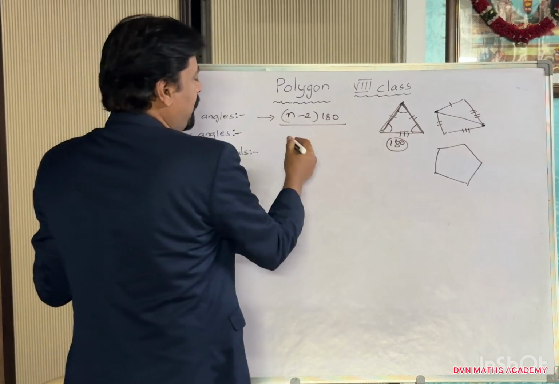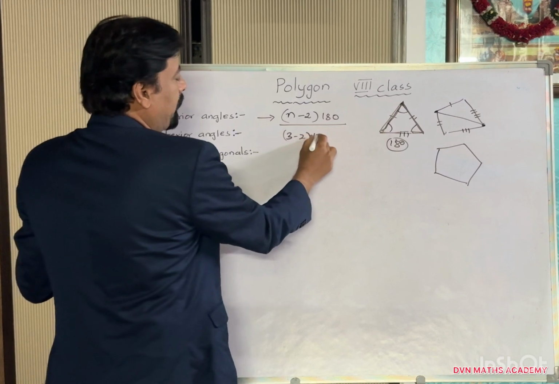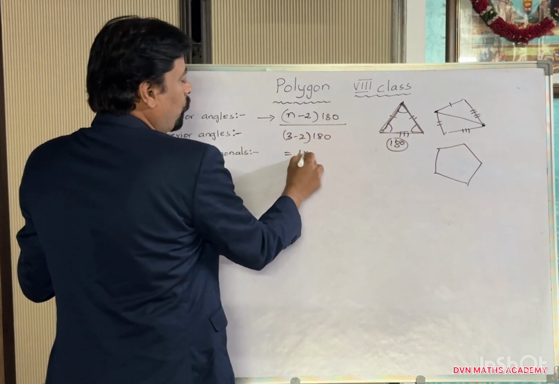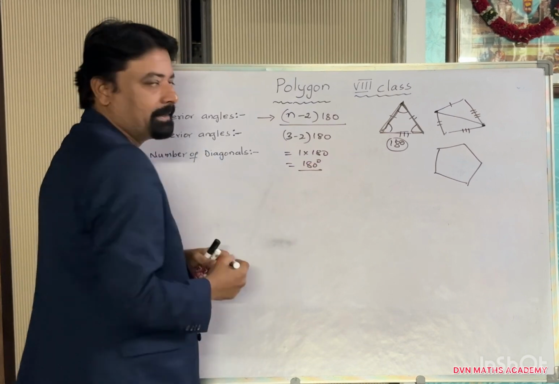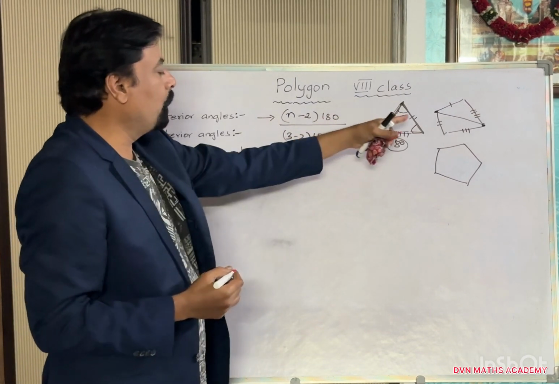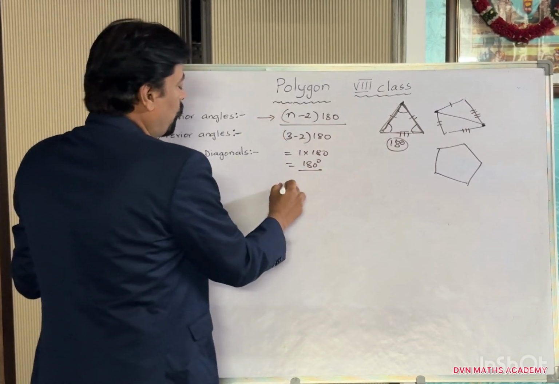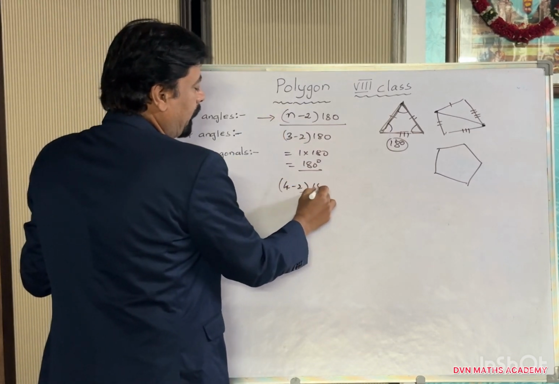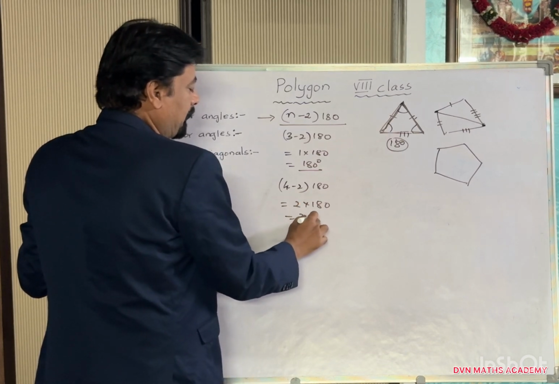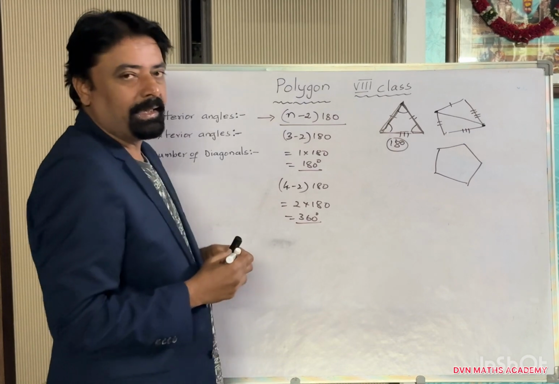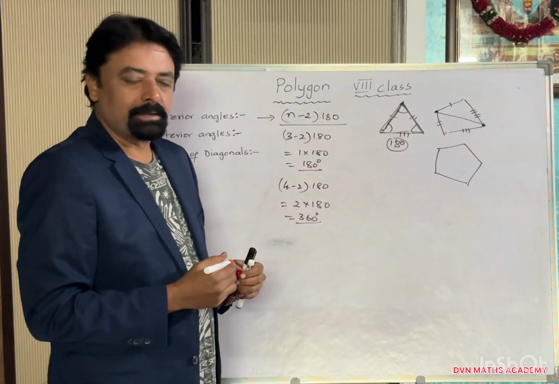For a triangle, there are 3 sides. If you substitute 3 in place of n, (3 minus 2) into 180 becomes 1 into 180. So the sum of interior angles of a triangle is 180 degrees. For example, for a quadrilateral, you substitute n as 4, then it becomes (4 minus 2) into 180, which is 2 into 180, equal to 360 degrees. So the sum of interior angles of a quadrilateral, I mean a 4-sided polygon, is equal to 360 degrees.